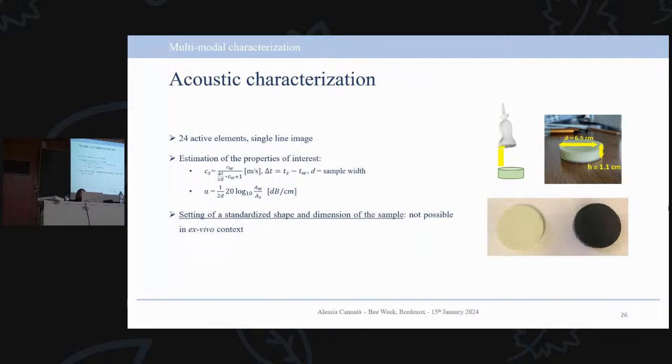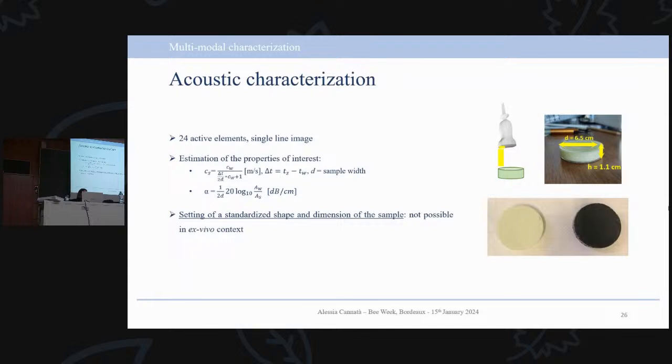We are interested in reconstructing a single line of the image. We don't want to make the imaging of the phantom, but we are interested only in analyzing the behavior of the signal. The properties of interest here are the speed of propagation in the sample, which is estimated as in the radar approach in microwave imaging. We can measure the time of flight of the signal, we know the sample width, we know the length of the path, so we can estimate the speed of propagation inside the phantom, and we also know the speed of propagation in water.